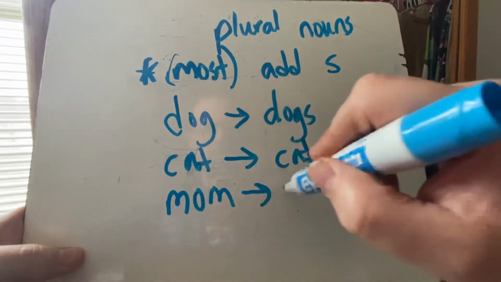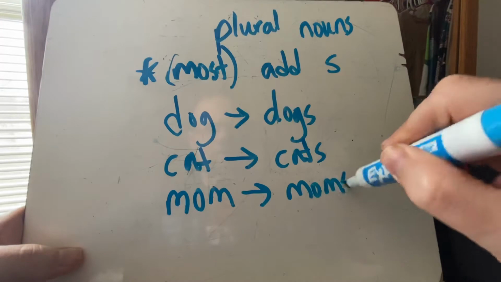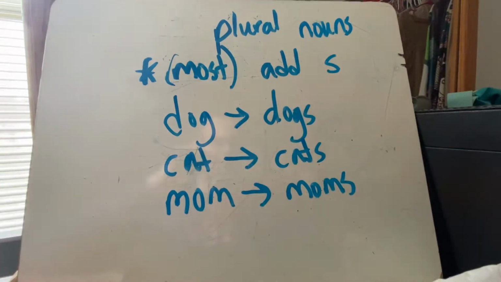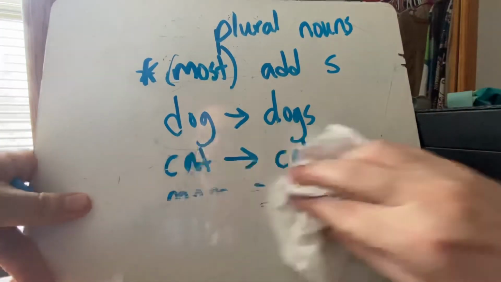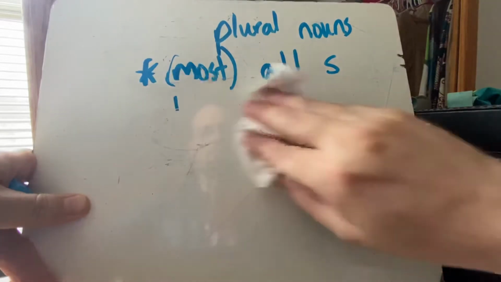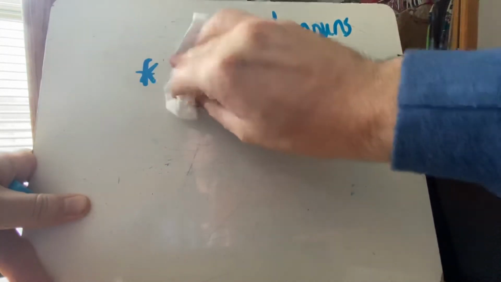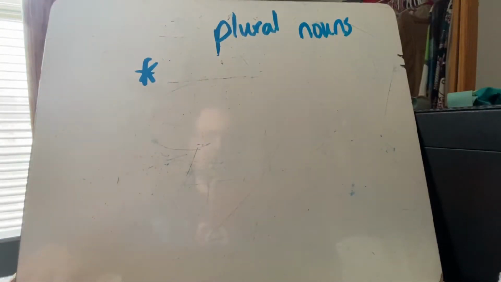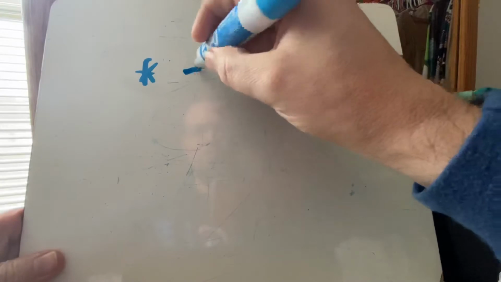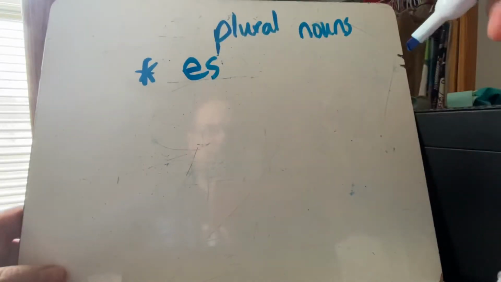Mom goes to moms. Okay, so for most of those, that's what we're going to do. A majority of the words that you make plural, you just have to add the S. There are some words, though, that we need to add ES to the end of the words. And it depends on what they end in.